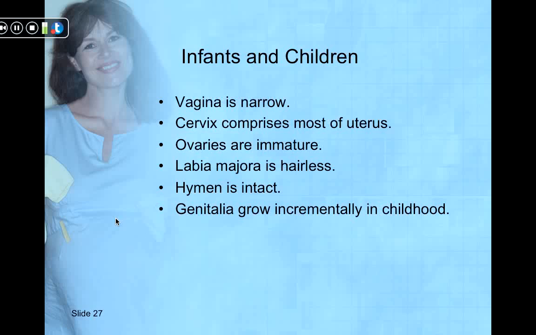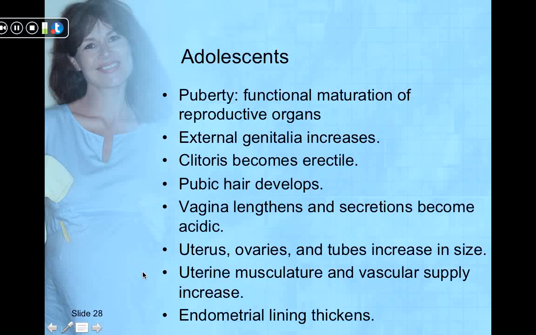In infants and children, the vagina is narrow. The cervix comprises most of the uterus. The ovaries are immature. The labia majora is hairless. The hymen is intact. And so we want to be good stewards and do the least invasive exam possible to get what we need, but sometimes it is necessary depending on the circumstances. Genitalia grow incrementally in childhood.